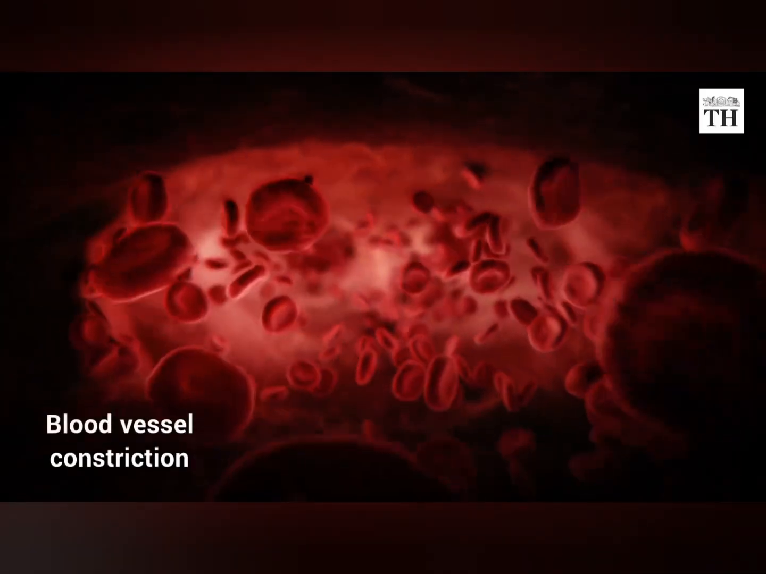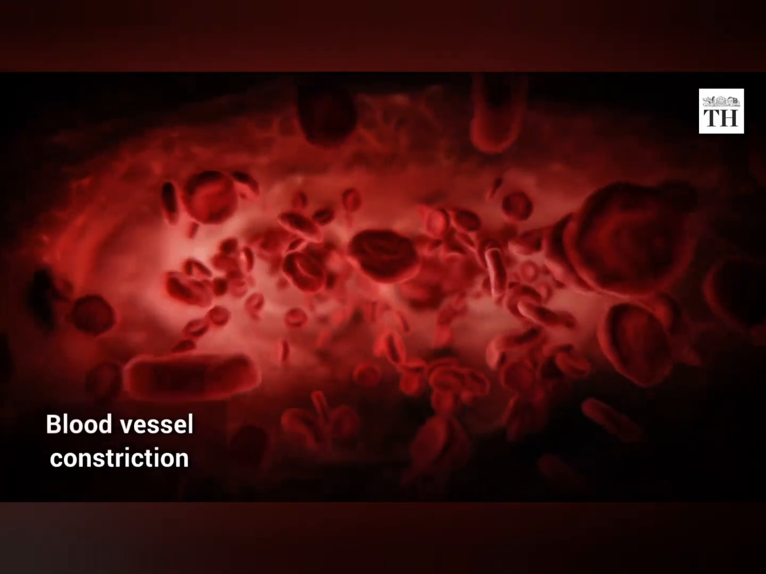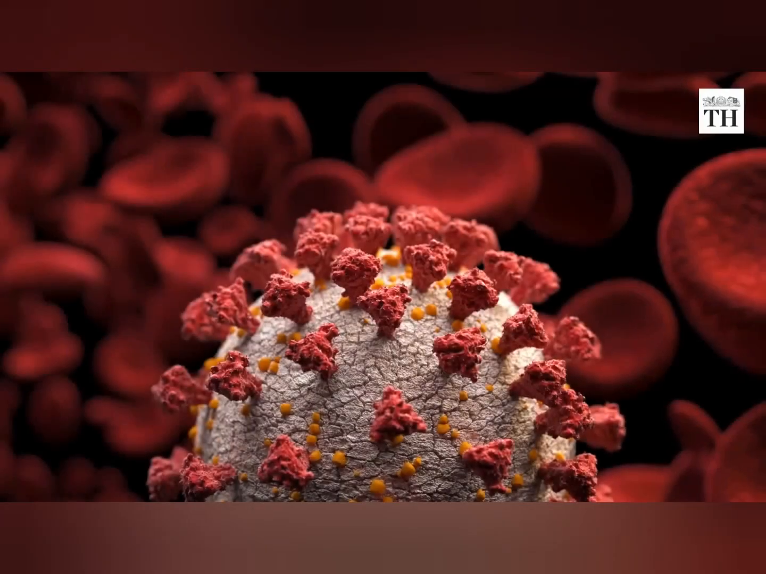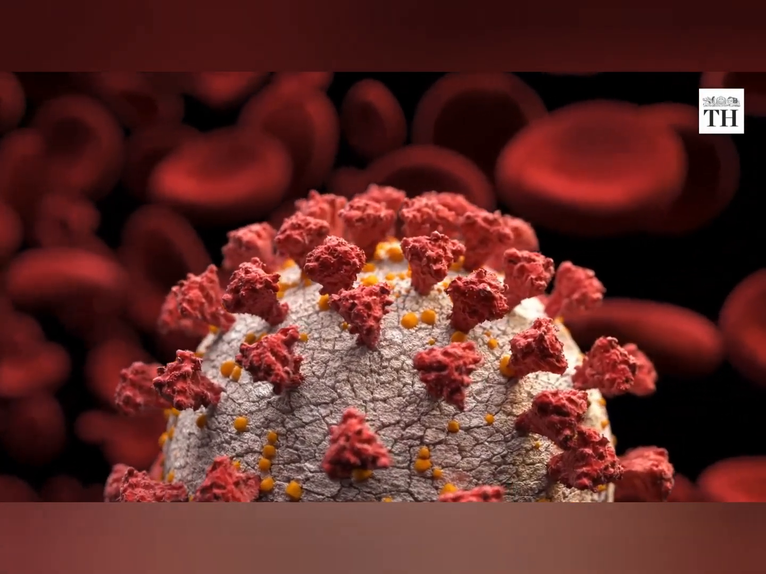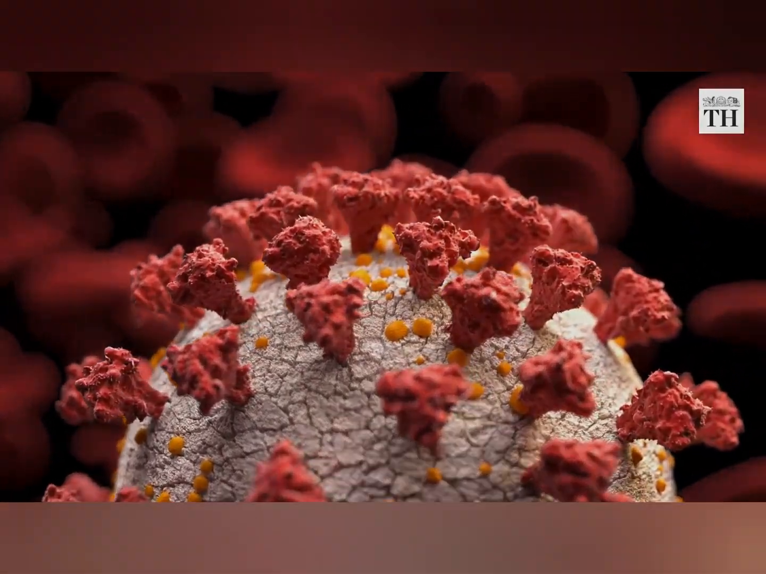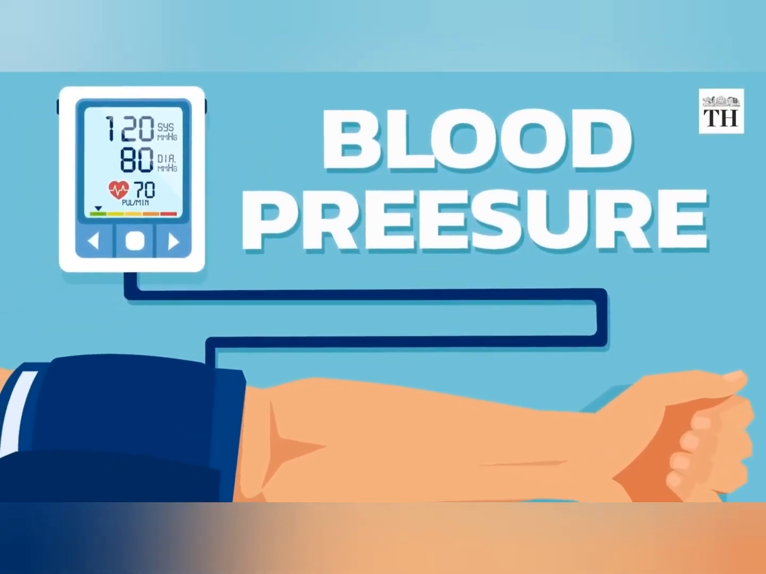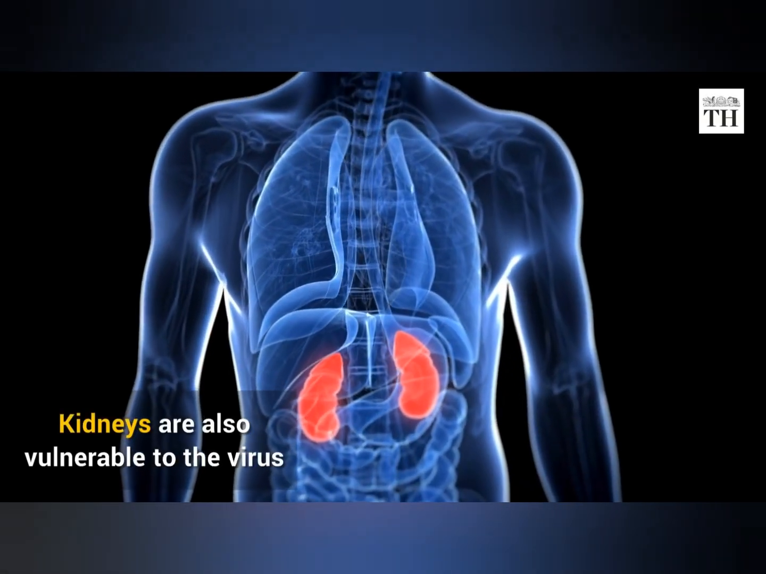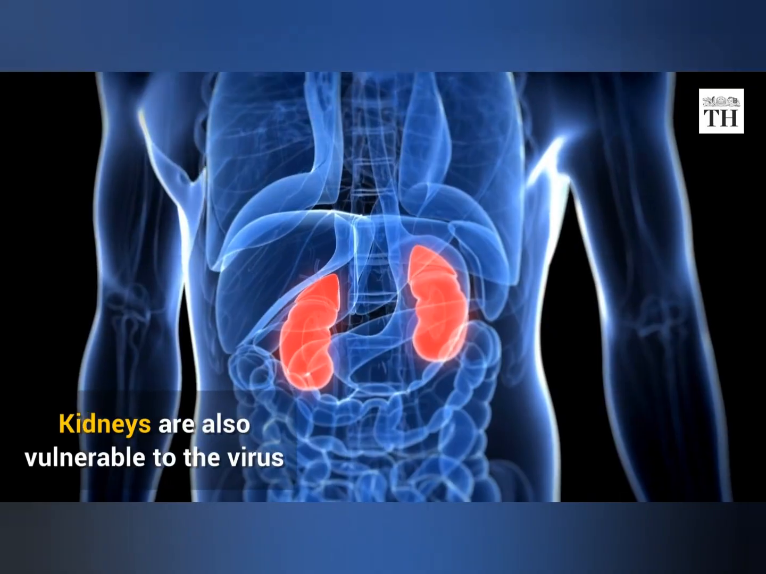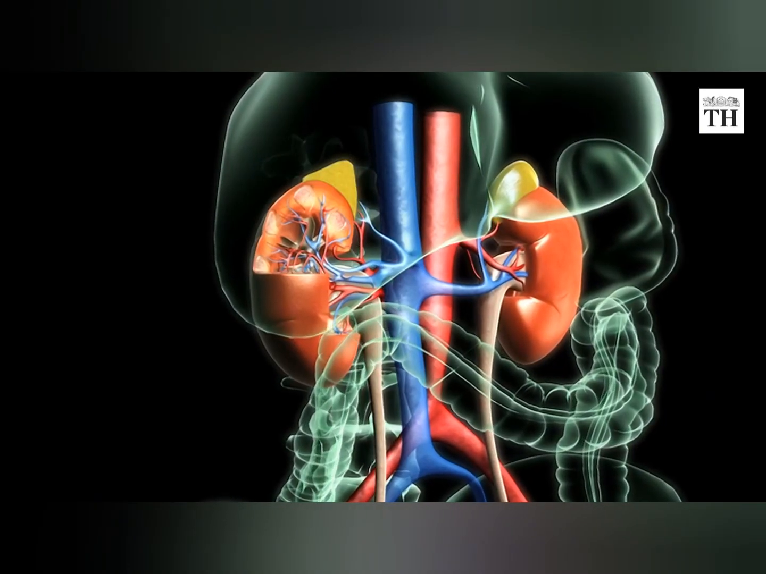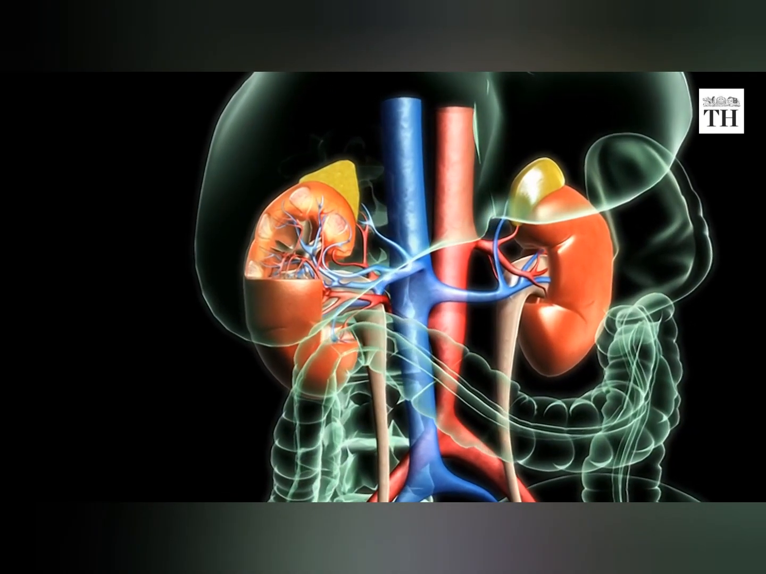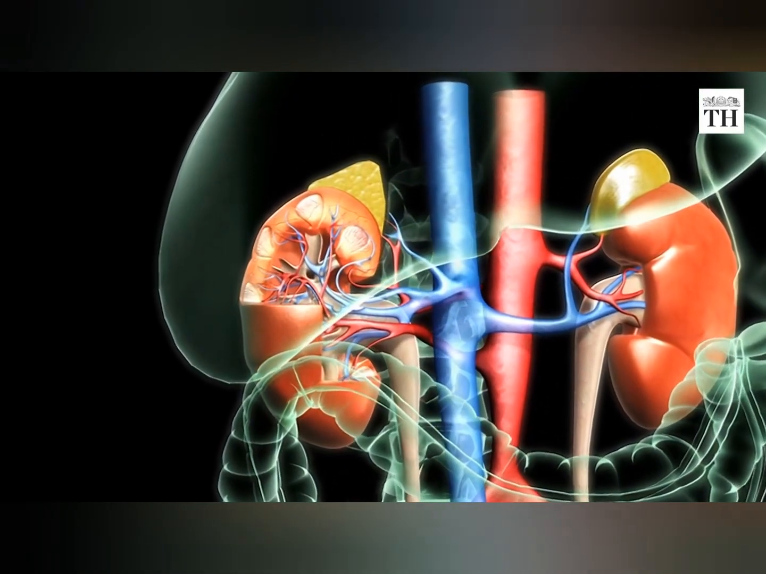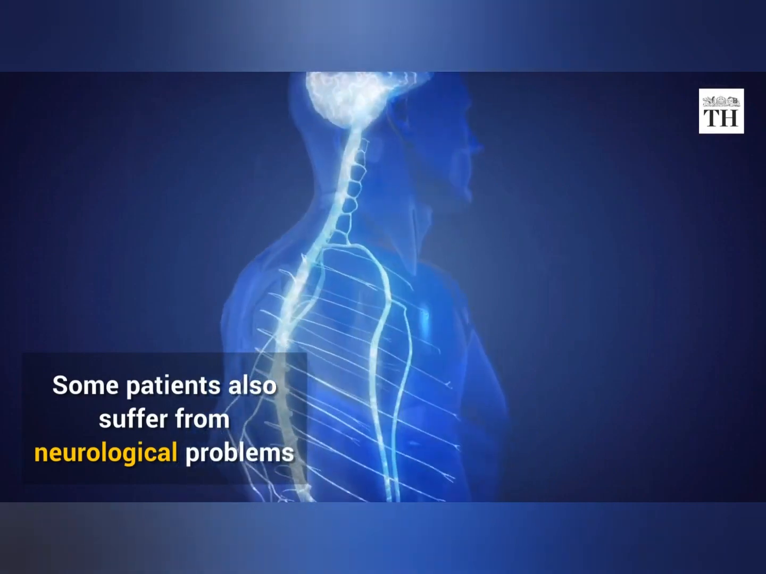The infection may also lead to blood vessel constriction, which causes reduced blood supply to the organs. Thus, the virus attacking the blood vessels could be one reason why patients with high blood pressure and diabetes are at a higher risk. Kidneys are also vulnerable to the virus. This could be due to the reduced blood supply to the kidneys or due to pre-existing diabetes causing fatal damage.